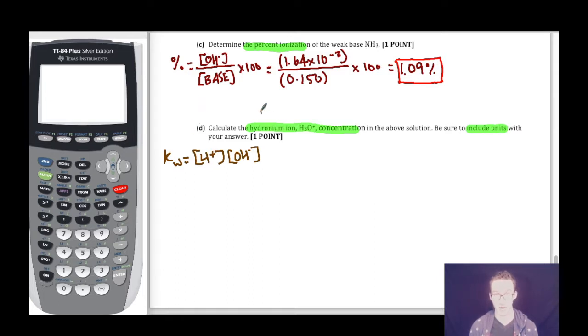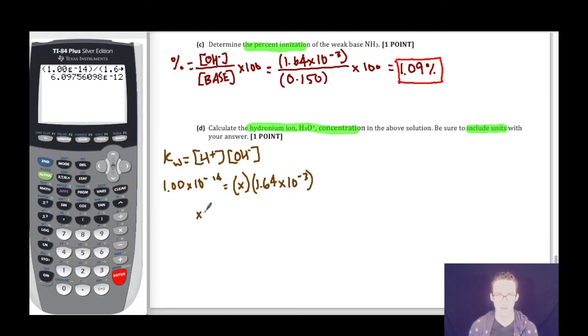Recognize that hydrogen ion and hydronium ion are interchangeable here. The Kw at 25 degrees Celsius is 1.00 times 10 to the negative 14. Hydrogen ion concentration, we don't know. That's what we're looking for. Hydroxide ion concentration we're provided with in part B of this problem, or we solved for, to be 1.64 times 10 to the negative 3. So X equals, which is our hydronium ion concentration, which remember is the same as hydrogen ion concentration, 6.10 times 10 to the negative 12.